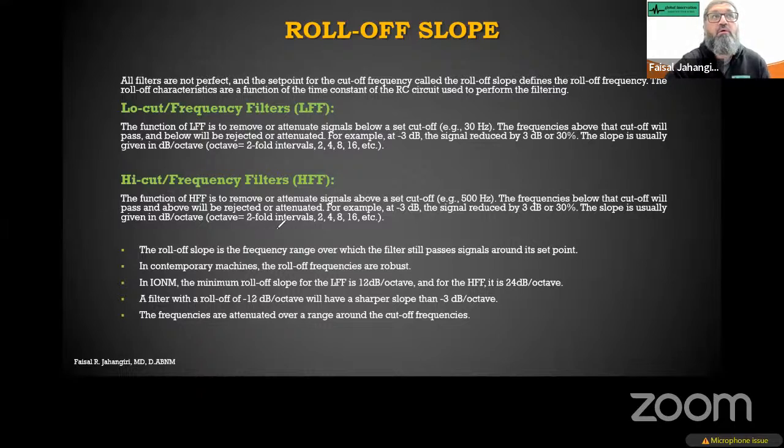None of the filters are perfectly sharp. If you set a cutoff frequency, it's not going to cut off in a 90-degree curve. So there's always a slope. That slope means the filter will start cutting off before the cutoff frequency, and it will keep cutting off after that. That slope is known as the roll-off slope.